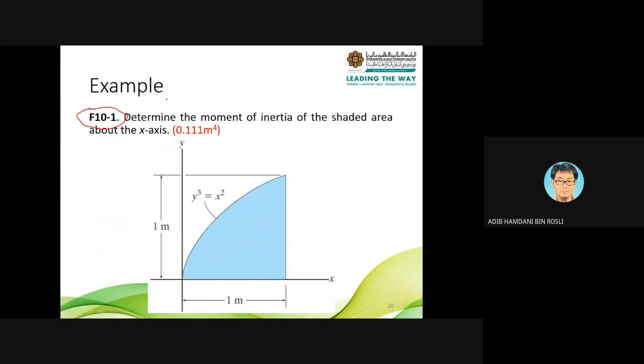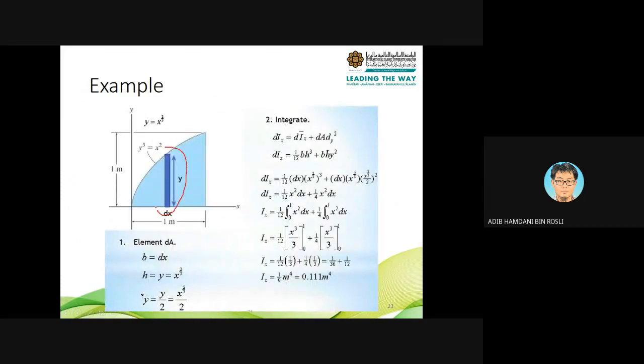Here in example 10.1, you want to use the 10.2 parallel axis theorem to solve this. So though you want to find Ix, you do not draw a vertical dA. You draw the vertical one, though you want to find Ix, and then use the parallel axis theorem, and then you solve that.